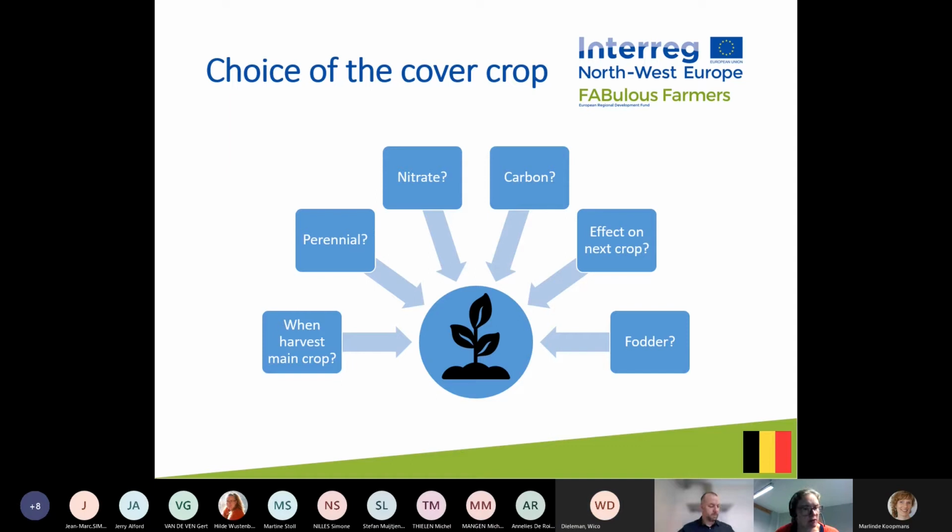One more thing is, what's the effect on the next crop that's grown on the field? This cover crop is part of a rotation. You have a crop before, you have a crop afterwards. Is there an effect on the next crop? And is it positive? We hope so. And then the last question you have to ask yourself is, do you want to use the cover crop to feed the animals or not? Okay, next slide, please.